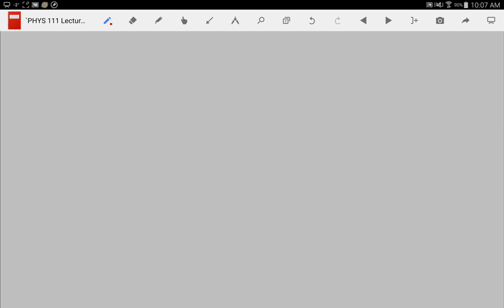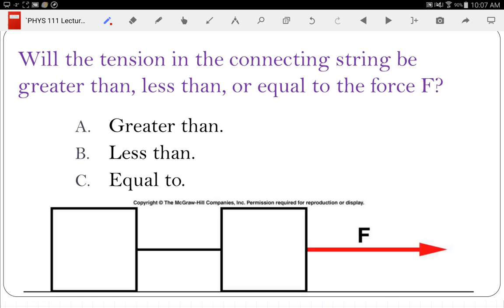Okay, I think there's one more clicker. Yep. Will the tension in the connecting string be greater than, less than, or equal to the force F?